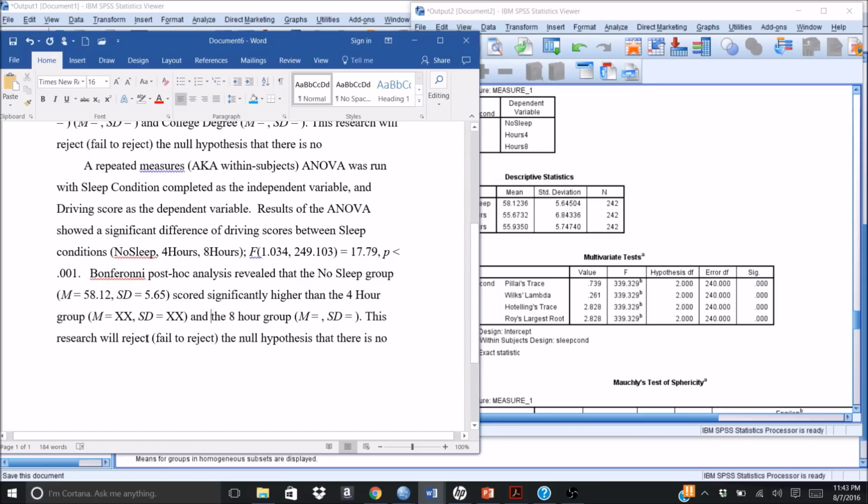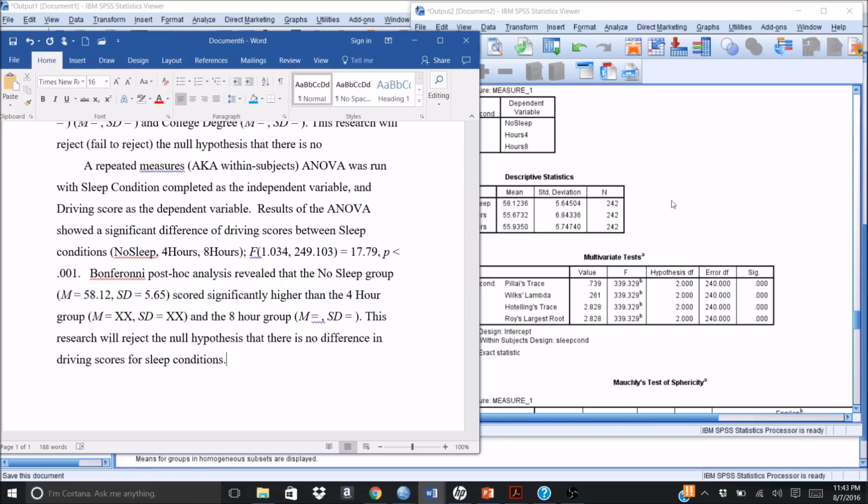So this research would reject or fail to reject. We're actually going to reject the null hypothesis that there is no difference in driving scores for sleep conditions. And that is how I would write up the repeated measures ANOVA.